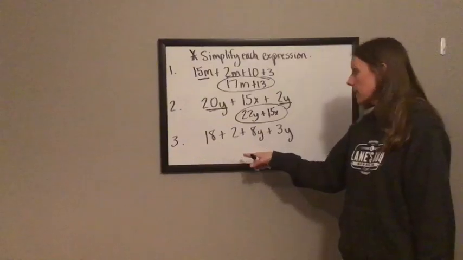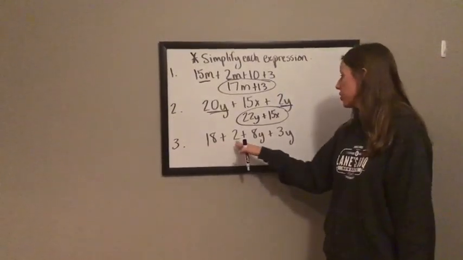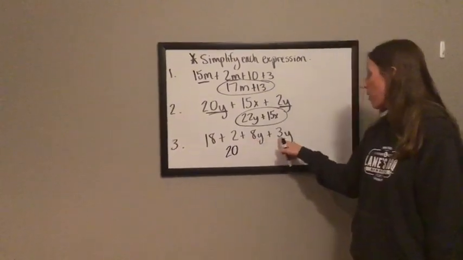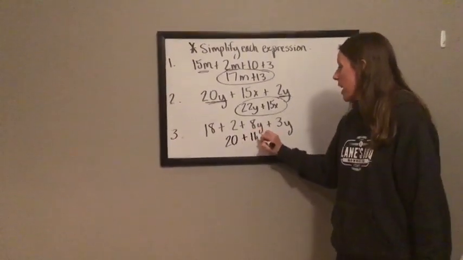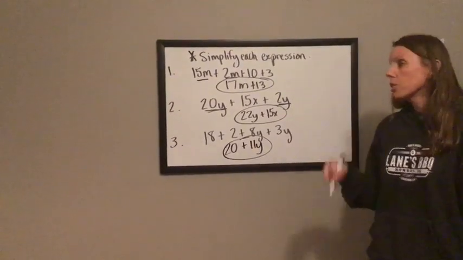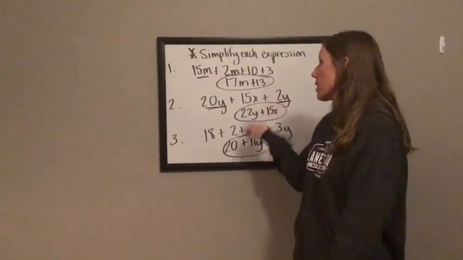And then the last one, 8 and 2 are my constants, so they're buddies. So 20, and then 8y and 3y make 11y. You can write it 20 plus 11y or 11y plus 20. Hopefully that makes some sense.